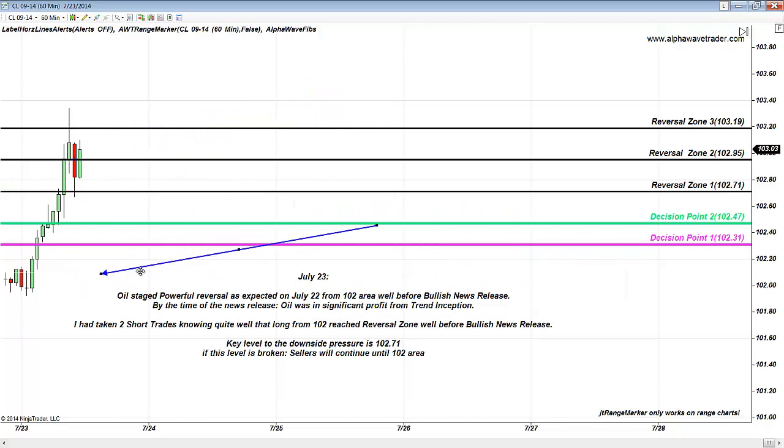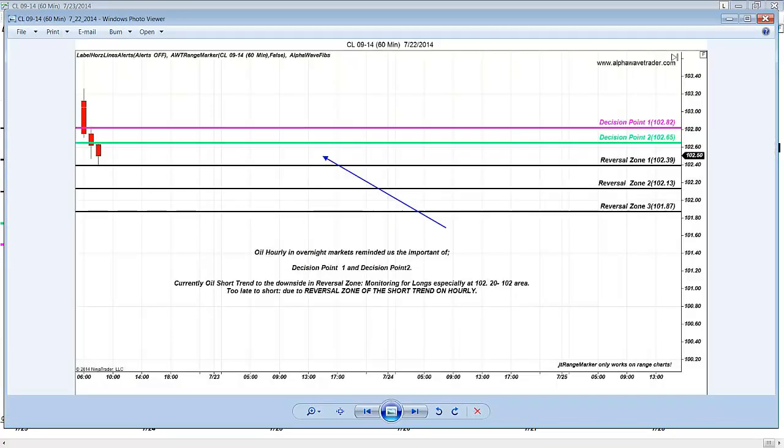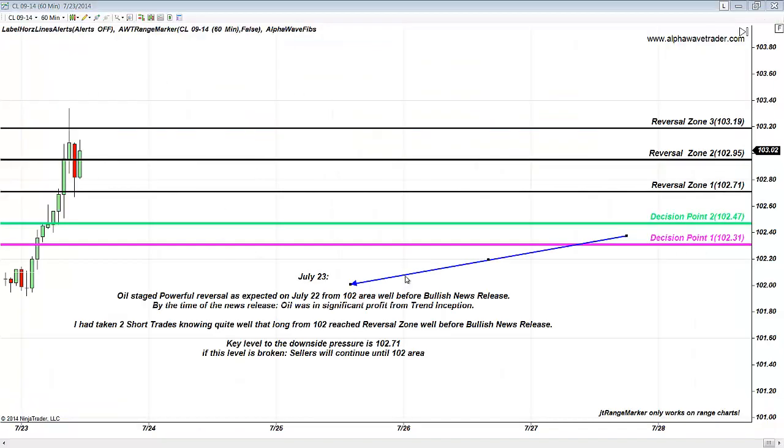The bullish rally started at the 102 area since yesterday, as posted on social media, and I will bring up the screenshot of that post where I had been discussing a long on oil from 102, as it was a very powerful and very critical area. The reversal zone of the short trend on hourly was spelled out on July 22nd. And by the time we came to the trading room, oil was at the reversal zone.